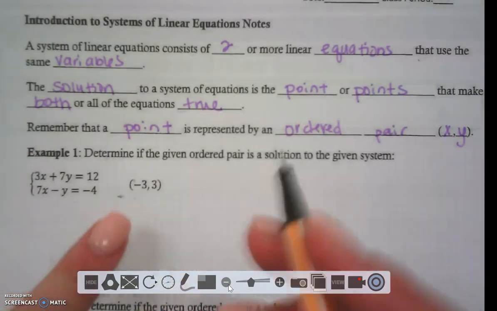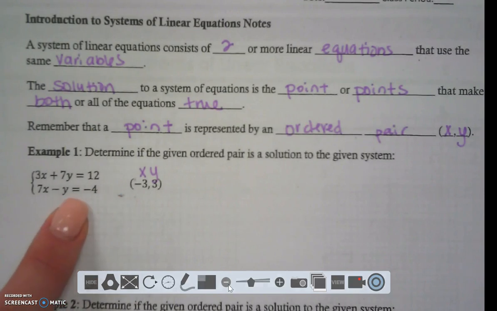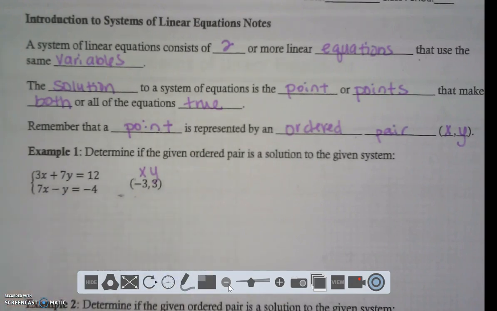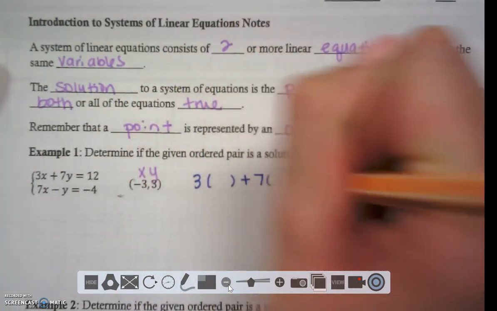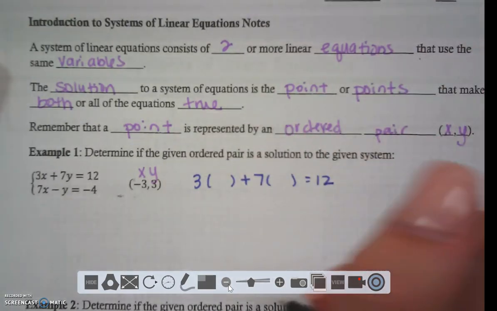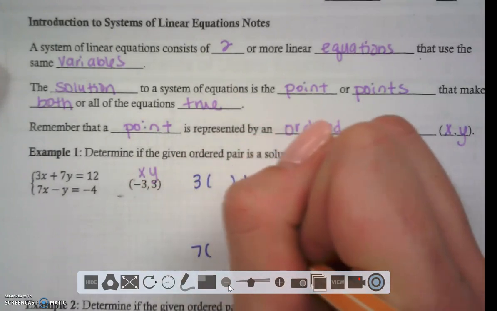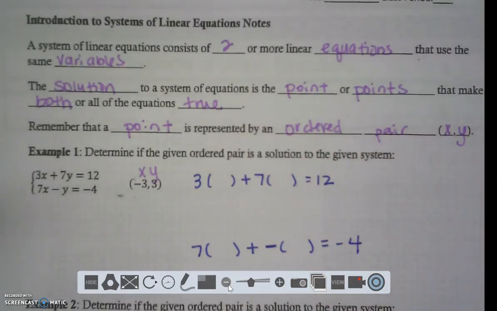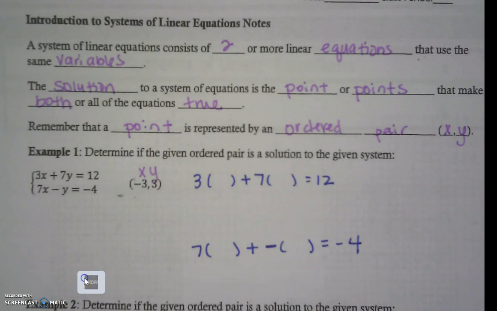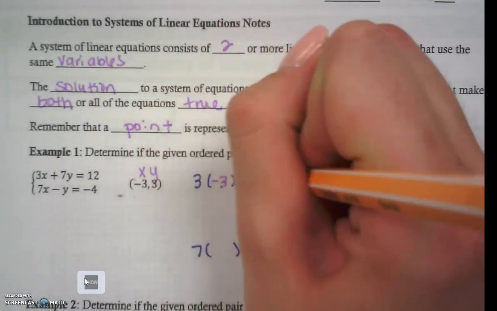So this point is an X value and a Y value. And you have a system of equations here that we can just simply substitute in that X and that Y value. So I'm going to write it as such. I'm going to say 3, and I'm going to open up a set of parentheses, plus 7, and I'm going to leave a blank and say 7. And that should be a negative Y, so I'm just going to put plus a negative. So in this scenario here, I left open parentheses for my X and Y value. So I'm going to substitute in a negative 3 for my X and a positive 3 for my Y.